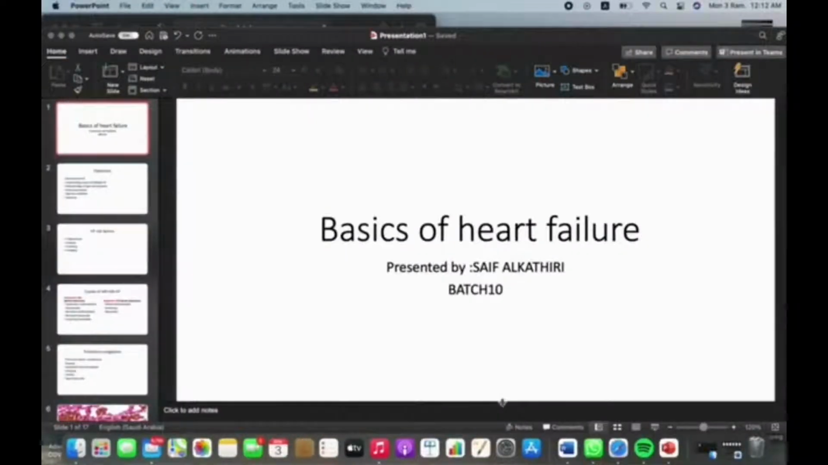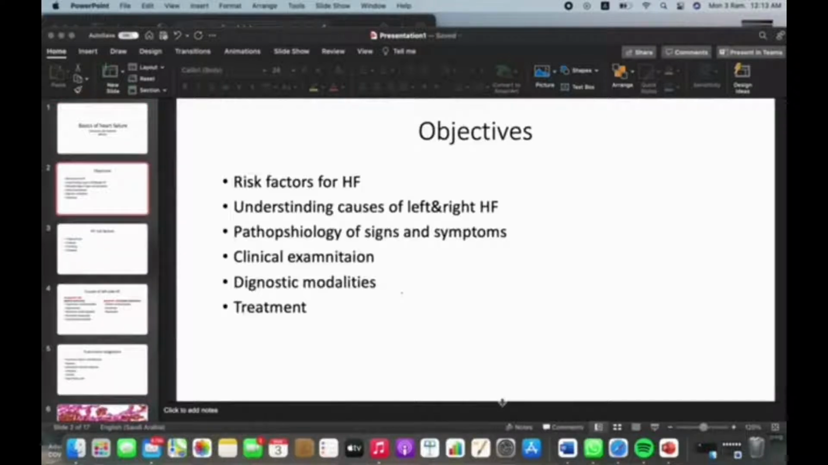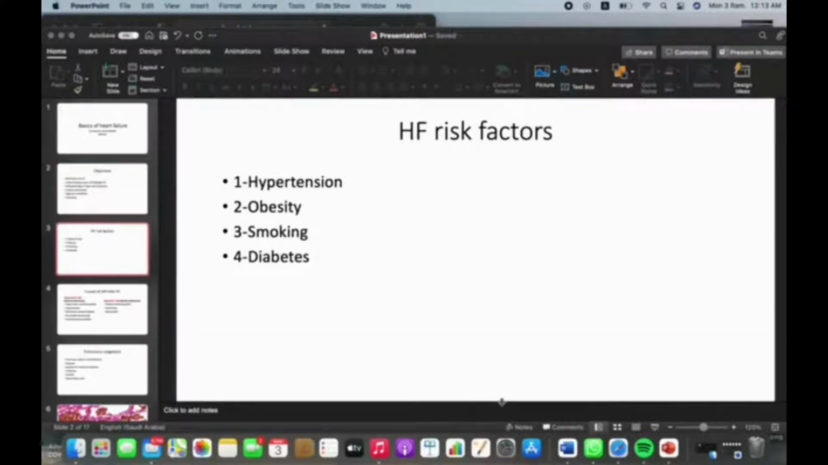We will cover in this section the basics of heart failure. The objectives are risk factors for heart failure, understanding the cause of left or right heart failure, the pathophysiology of signs and symptoms, clinical examination, diagnostic modalities, and the treatment.